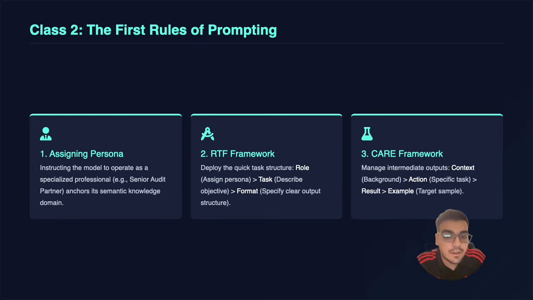You provide the background context, describe the specific action to take, define what a successful result looks like, and crucially provide a real life example of the target output you want. Giving the model a physical example is the fastest way to get the consistent format you want.